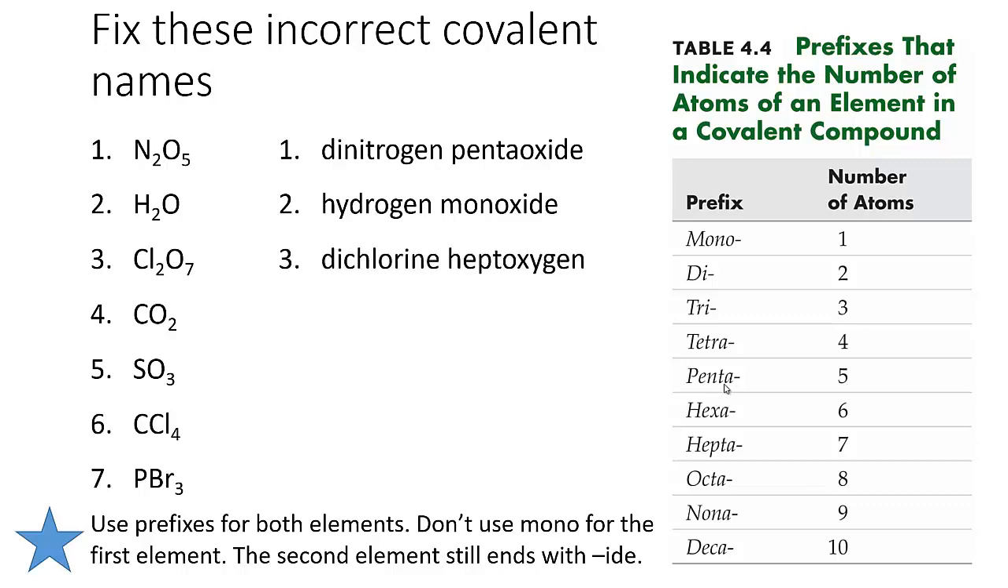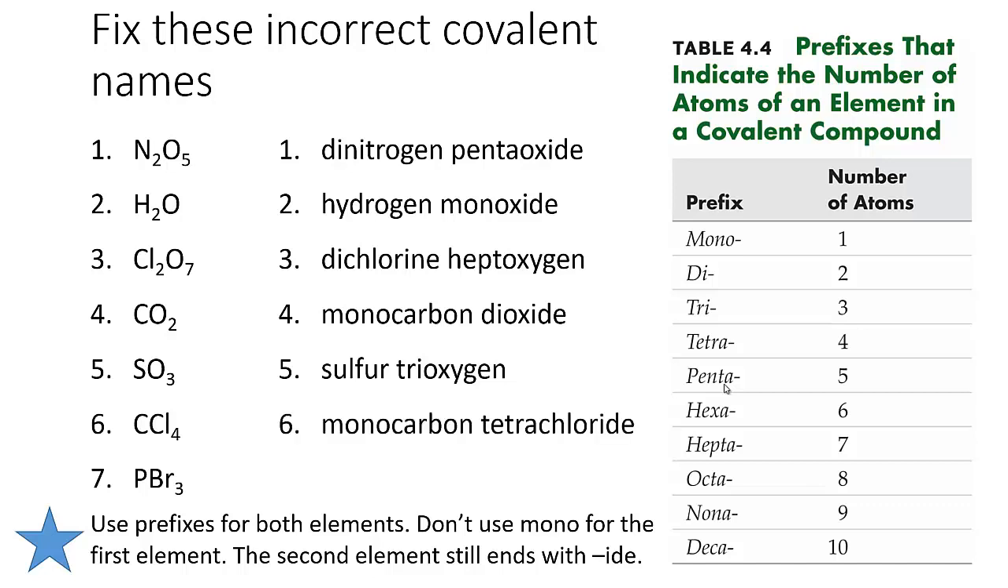This one, dichlorine heptaoxygen. Hopefully you see that the gen should be oxide. This one, monocarbon dioxide. It looks right from the get-go, but remember you don't use mono in front of the first element. Sulfur trioxygen should be sulfur trioxide. And then monocarbon tetrachloride. Remember, mono doesn't belong on the first element.